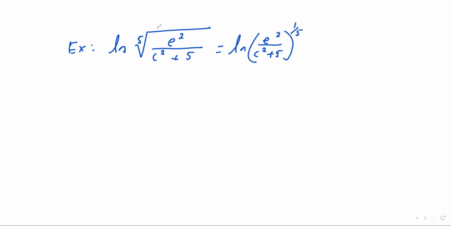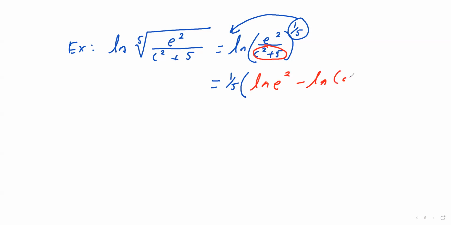So remember that 1/5 is the same thing as the 5th root. Now, the reason I would do that is so that I can rewrite this as the exponent that now turns into a coefficient, and I'll put this in parentheses, and then I see that I have division. But once again, I have this plus sign. Remember, this right here will remain as one term. So I'll write this as natural log E squared minus natural log of C squared plus 5.